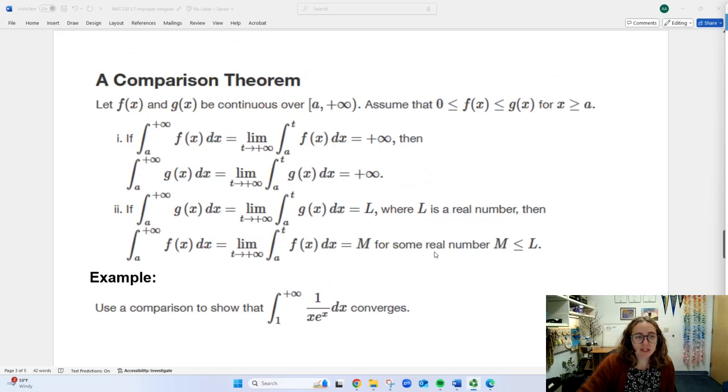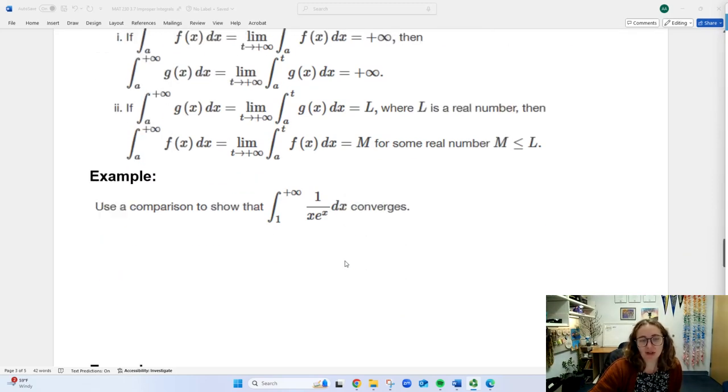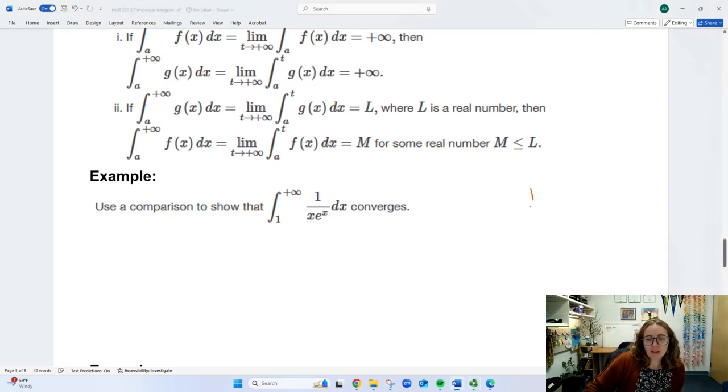So our comparison test is saying that if we can compare this integral to something that we know converges, or we can say that it's less than something that converges, then it does converge. And if we could say something is more than a function that does diverge, then we can say that the original function diverges. So this right here, really the ones that we could compare it to are 1 over x and 1 over e to the x.